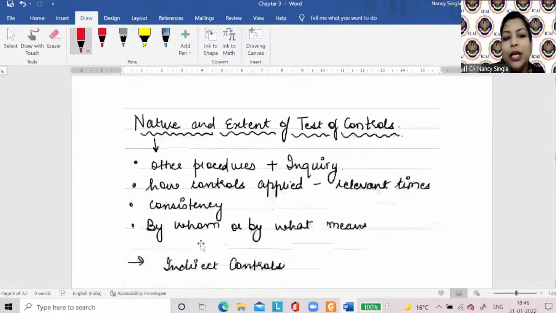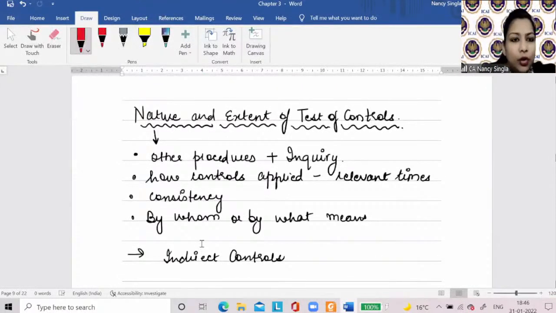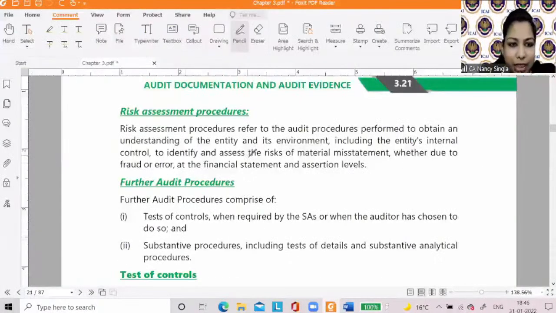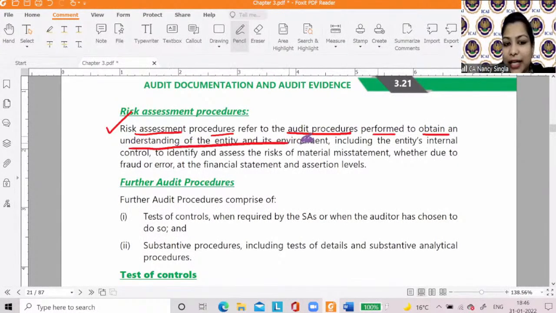Okay? So let us just have a look at the module for whatever we have done today. I hope you are able to understand. See, risk assessment procedures. So risk assessment procedures refers to audit procedures performed, okay, why? To obtain an understanding of the entity and its environment, including the entity's internal control. Okay, see, this is the first part.